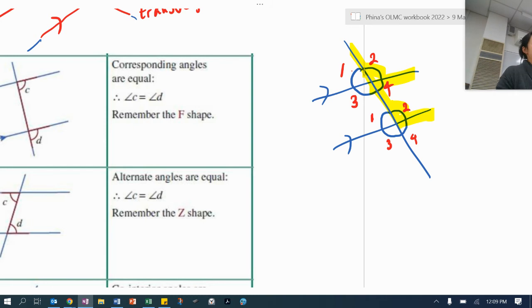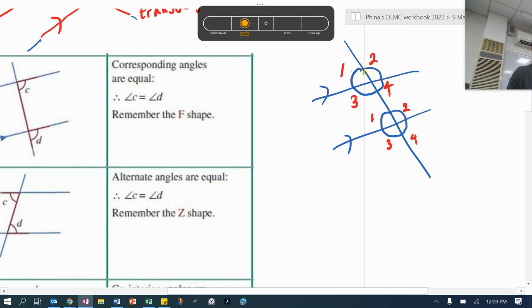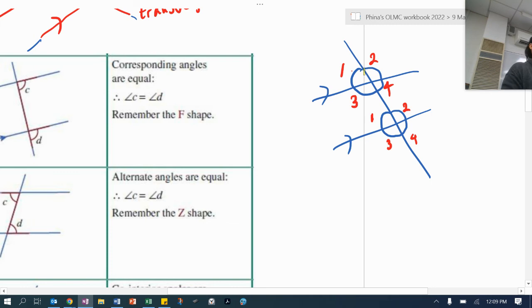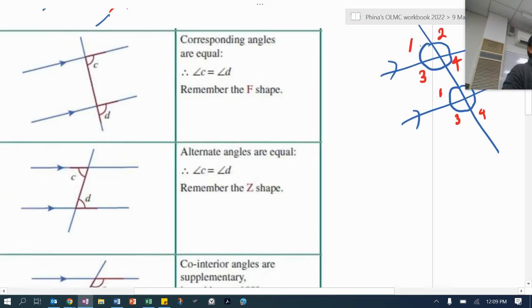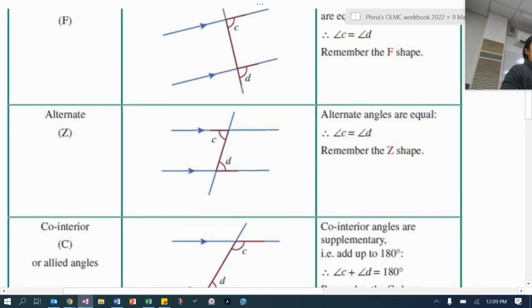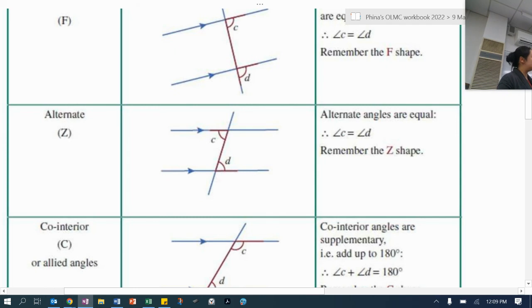Okay, so there are two ways. But if corresponding doesn't make sense to you, there's always the straight, supplementary and complementary rules and other things to help you as well. Now, alternate angles are equal. So this is the Z-shaped one. So a little bit easier.